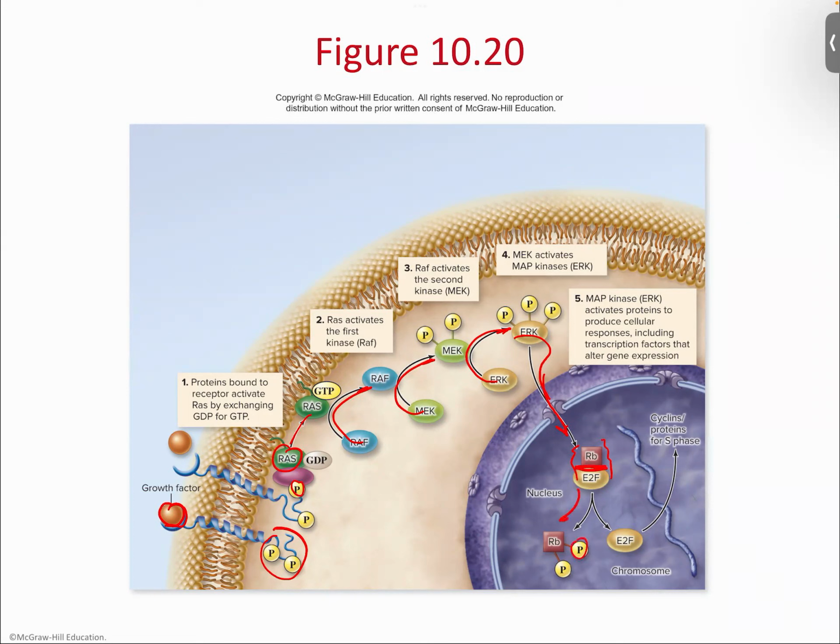So retinoblastoma will go off and be a transcription factor for lots of different genes. And E2F itself will also be a transcription factor for a lot of cell division genes, like cyclins and other proteins necessary in S phase. Normally it is off, but you turned on the function by phosphorylating it.